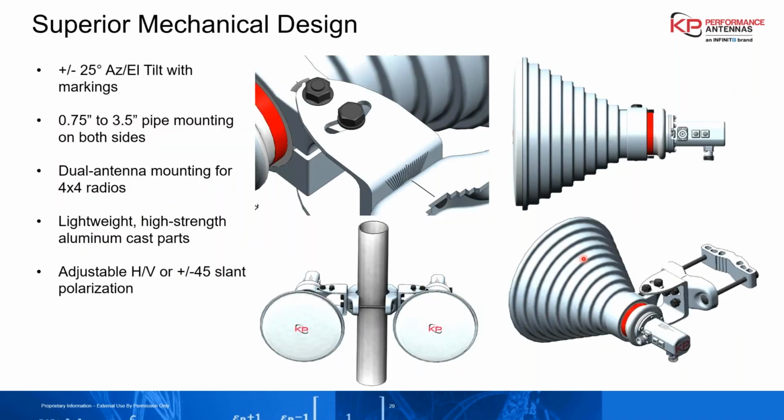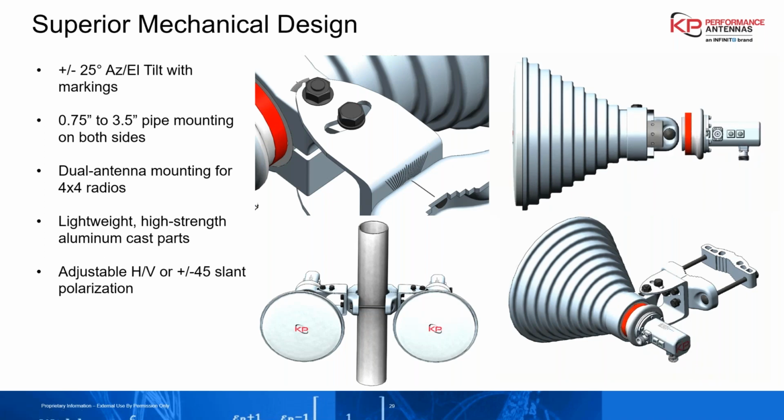The other very neat features besides the electrical is, let me just turn that off, I got some movies here, the mechanical features. So we have plus minus 25 degrees of azimuth and elevation tilt with markings on it to help you set the alignment. I'll be going over a few tips to actually set alignment in the field, but this is going to help greatly to make sure you set it right according to some propagation settings you did beforehand.